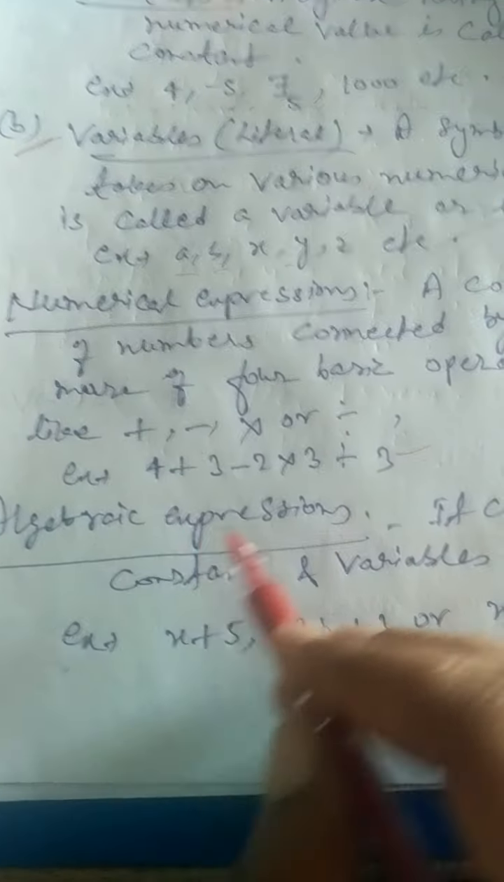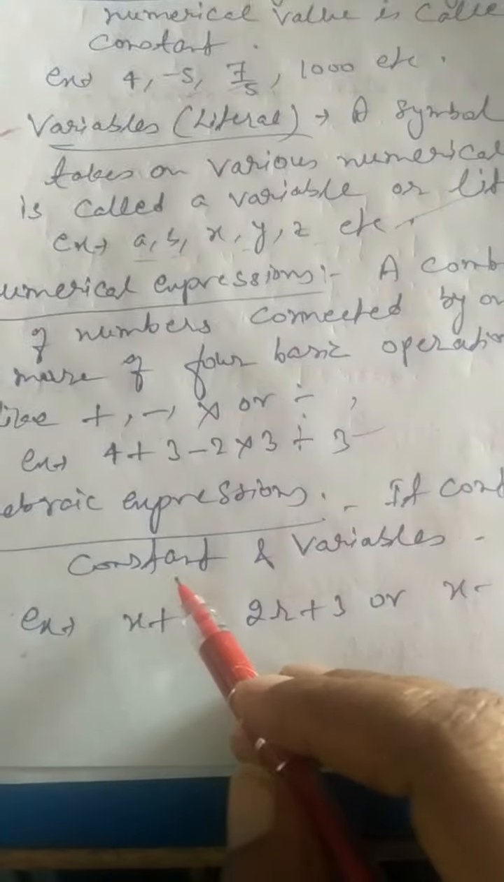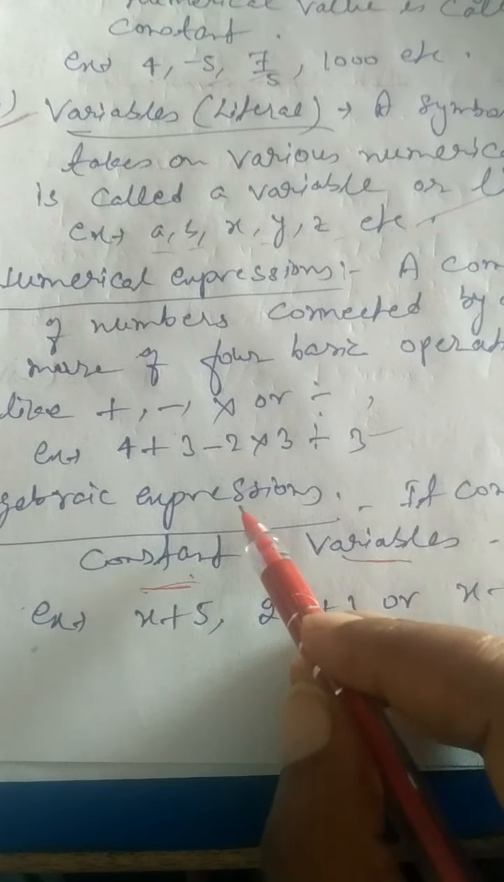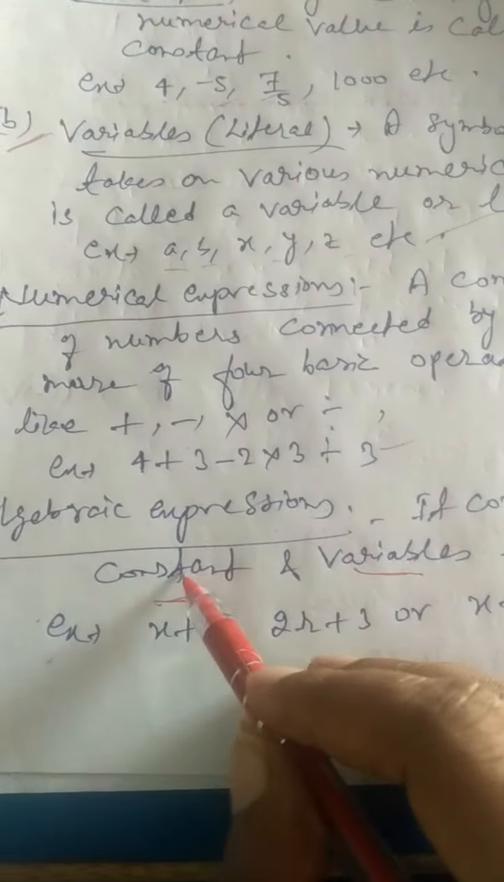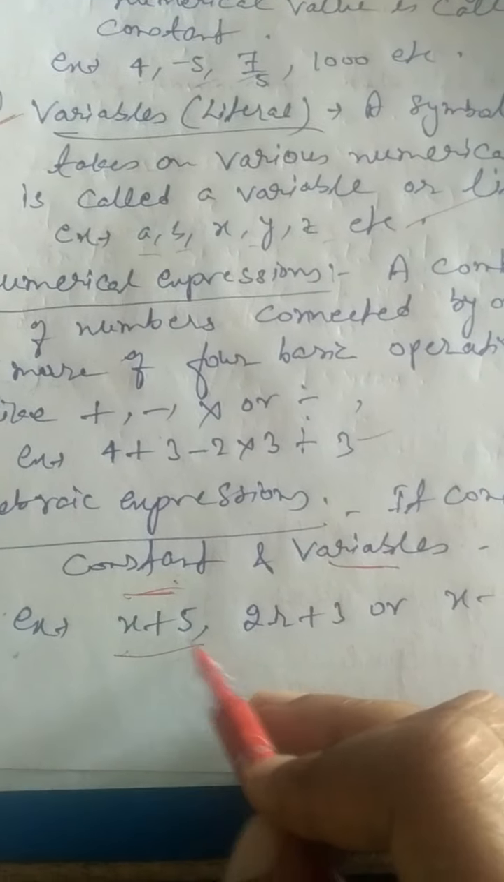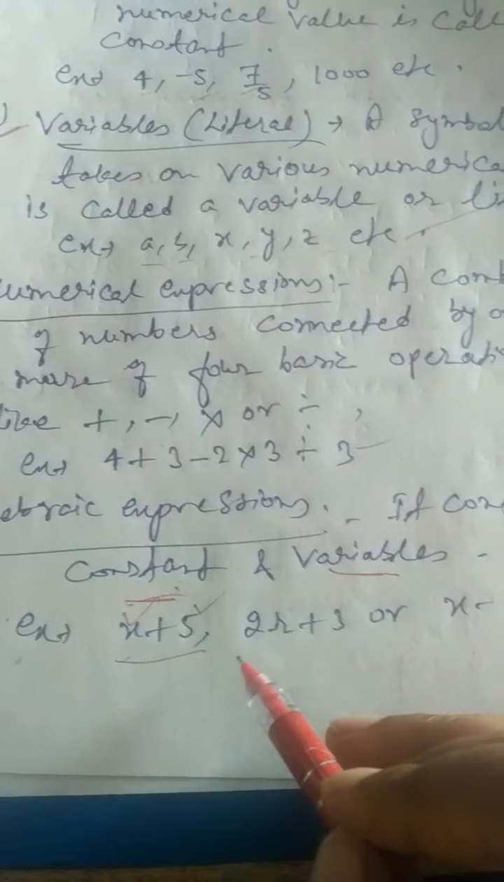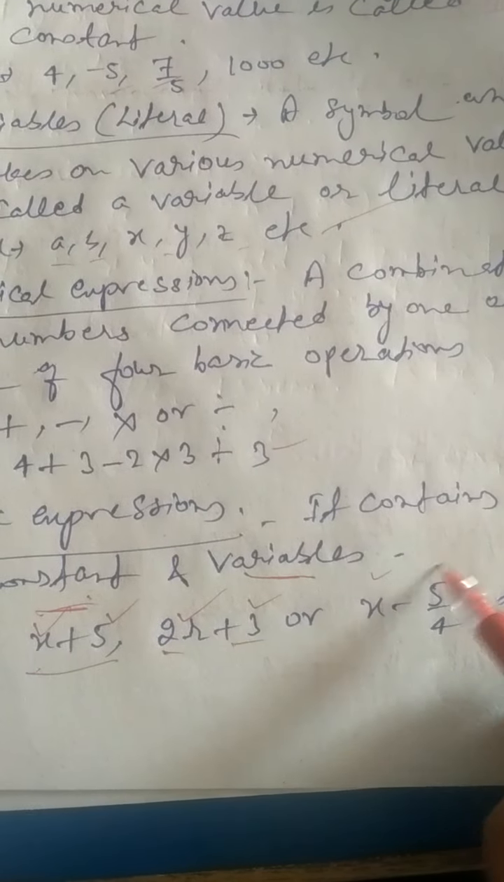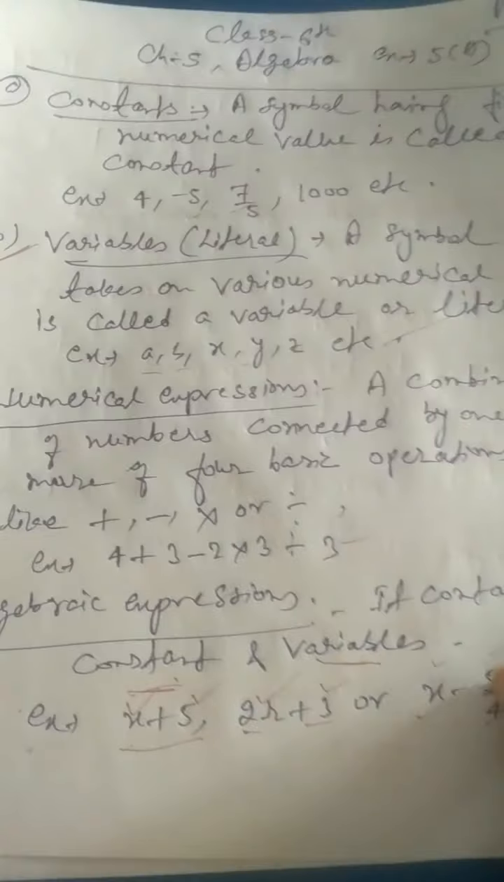Similarly, what do you mean by algebraic expression? It contains both constants and variables. An algebraic expression consists of both constants and variables. For example, x plus 5, here variable x and constant 5; 2r plus 3, variable r, here constant 3. Similarly, x minus 5 by 4, here variable x, and this one is the constant.